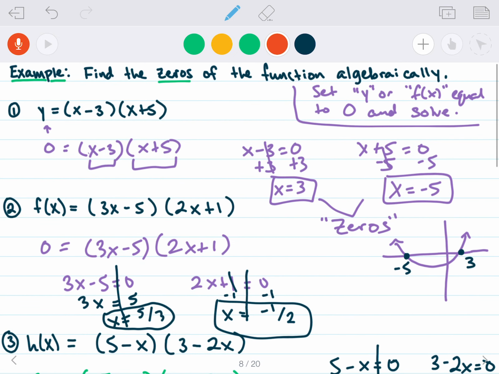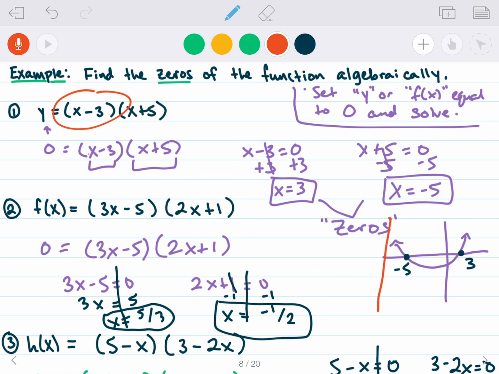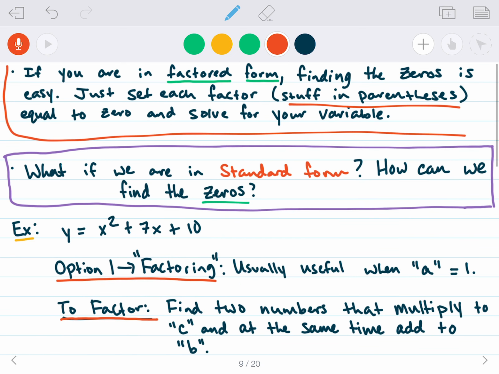So let's just summarize what we just talked about. If you're in factored form, finding zeros is easy. Just set each factor, basically stuff in parentheses, equal to 0, and solve for your variable. We did that in all of these examples here. Super straightforward if you're in factored form to find zeros. If you're not in factored form, what if you're in standard form, like in example 4? What do we do? How do we find the zeros without using Desmos?